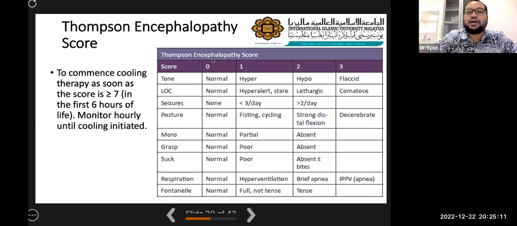Initiation of treatment and throughout monitoring masa on treatment. And treatment is cooling lah. We'll discuss about this later. So kita akan start cooling therapy as soon as the score is more than 7 in the first 6 hours of life. And then bila kita dah start, kita kena monitor frequent. Okay, apa kita tengok? Kita tengok pada tone, conscious level, seizures, posture, Moro reflex, grasp reflex, sucking reflex, respiration and fontanelle of the baby, and 0, 1, 2 and 3. So kalau dia reach 7 je, kita should start cooling therapy, and ideally should start within the first 6 hours of life.